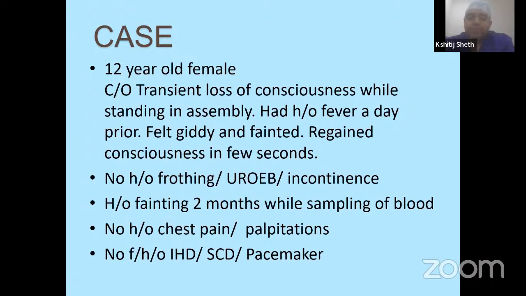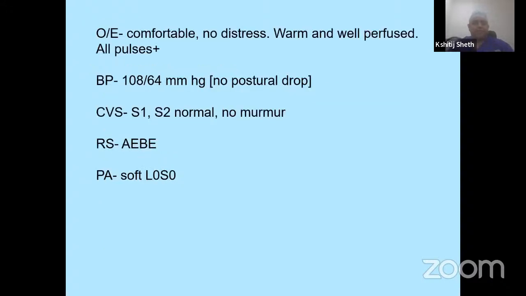There's no history of chest pain, palpitation, or family history of pacemaker or sudden cardiac death. So you see, this is a very common case of a well-grown adolescent child who comes to OPD with fainting in school and recovered and is fine within a few seconds. Examination-wise, all pulses are well felt. Blood pressure was normal. There was no postural drop. It is very important to look whether the BP drops while standing up.